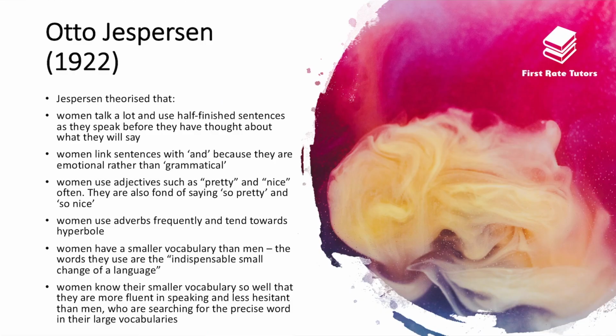Now, looking specifically at theories, the first we'll start off with is Otto Jespersen. He postulated this theory very early on, in 1922. And he theorized that women talk a lot and use half-finished sentences as they speak before they have thought about what they will say. He also believed that women in their language link sentences with "and" and "because" as they are emotional rather than grammatical. Women also use adjectives such as "pretty" and "nice" very often, and they're often fond of saying "so pretty" and "so nice", so obviously being an intensifier.